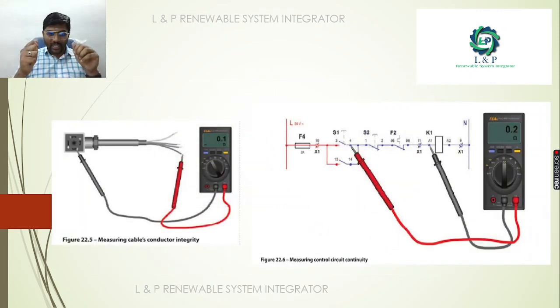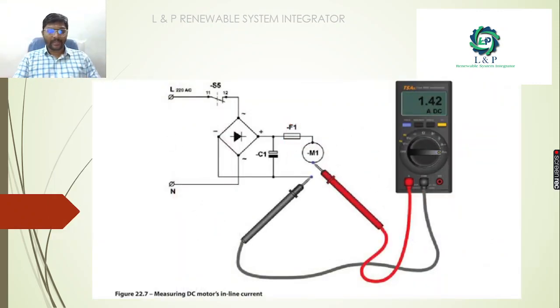Now if you are measuring continuity with your cables, if you want to check the integrity of your cables in a series line, try to measure the continuity. It is a simple one. Next, if you want to measure the control circuit continuity, try to measure across like this. It might be a 24 volt supply line. Try to measure between the A1 and the 4 of the switches.